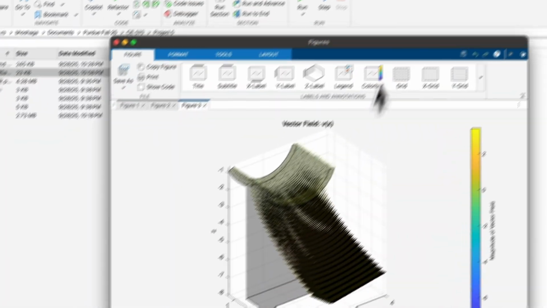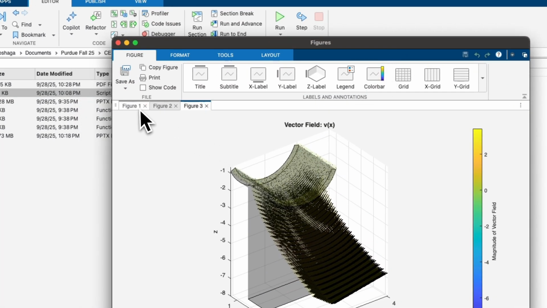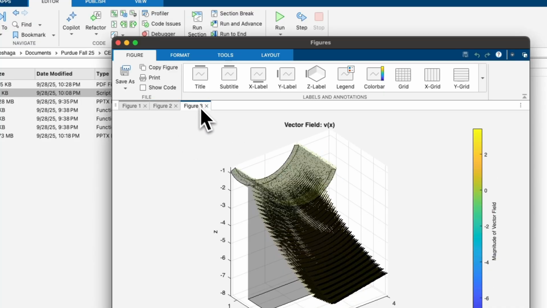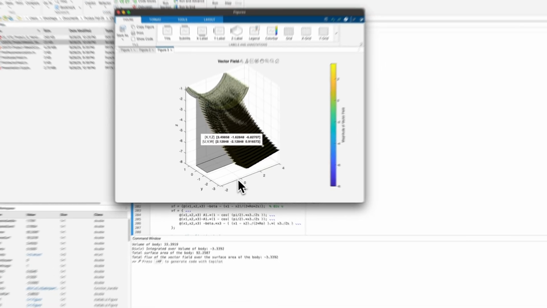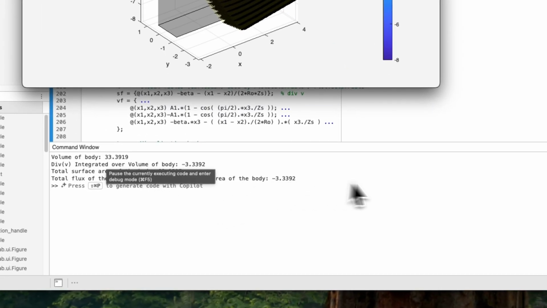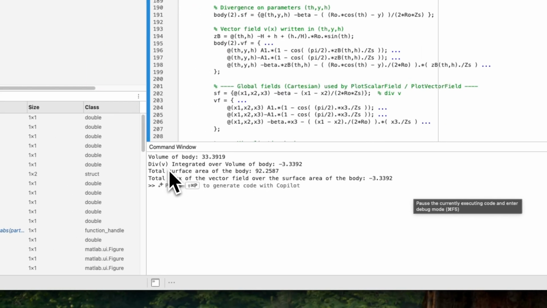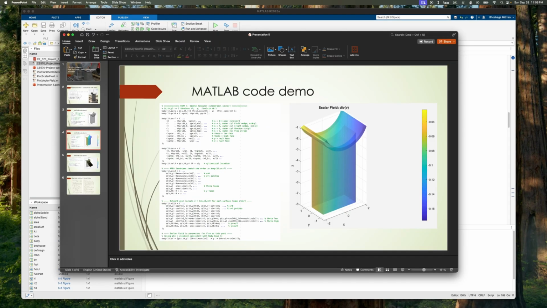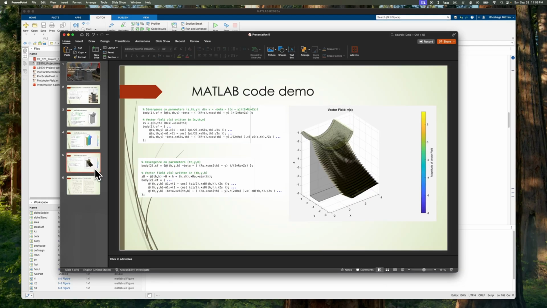Okay, perfect. And these are my figures. Figure 1 shows you the parameterization, figure 2 shows you the scalar field, and figure 3 shows you the vector field. You can see that the volume of the body is 33.39, and my div v integrated over the volume of the body is negative 3.3392, and the total flux is again negative 3.3392.